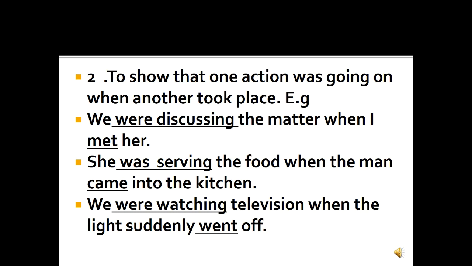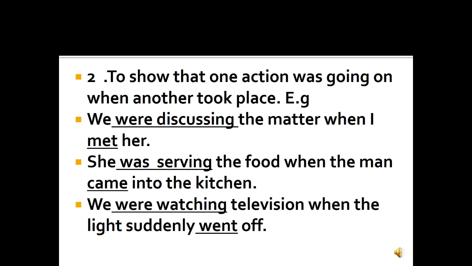Secondly, to show that one action was going on when another took place. That is, we are still talking about the past continuous tense. For instance, we were discussing the matter when I met her. So were is past tense and discussing is progressive tense. We were discussing the matter when I met her. You discover that there are two actions here. The first one is past continuous tense, followed by the second action, which is expressed in the simple past tense.